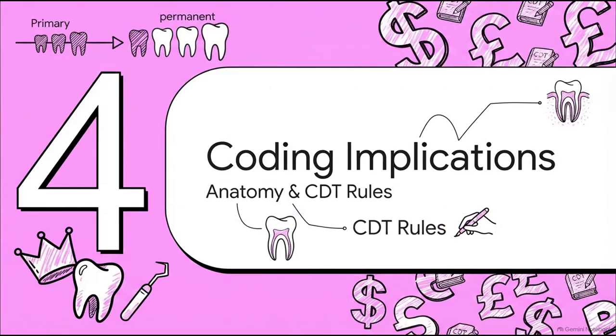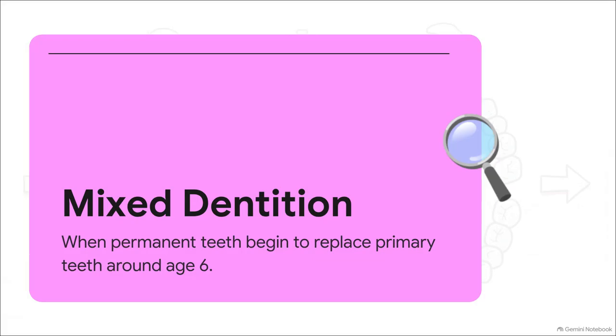All right, Section 4. Practical coding implications. This is the most important part of this explainer. How do these biological timelines directly dictate your real-world CDT code selection? Let's get into it. Before we select a restorative or preventative code, we absolutely have to look out for the mixed dentition stage. This is a highly active developmental period, typically occurring between ages 6 and 12 when a child has both primary and permanent teeth present in the mouth at the exact same time. This transitional phase heavily influences your coding rules.